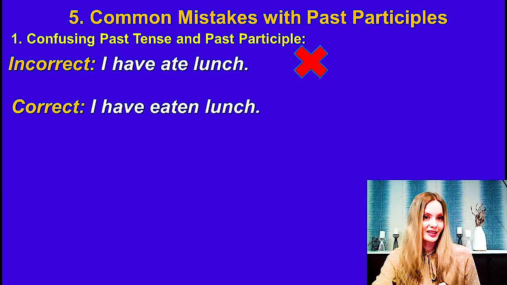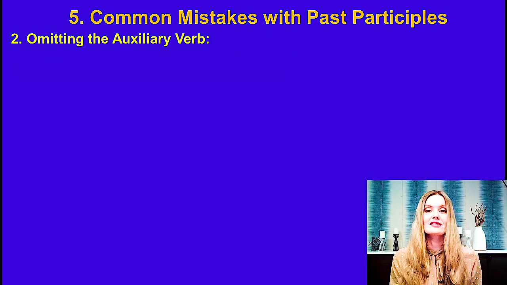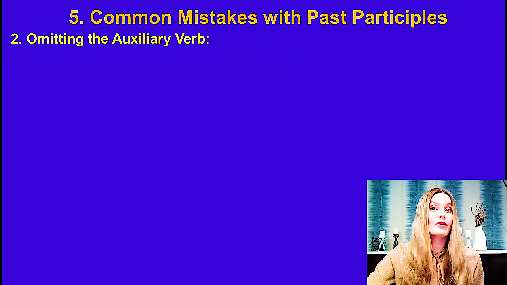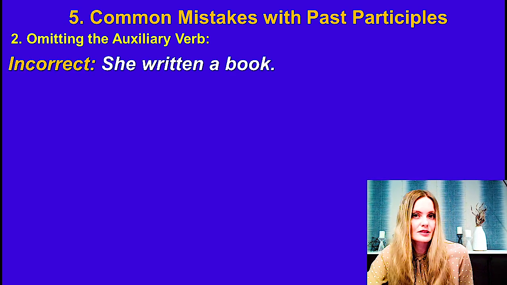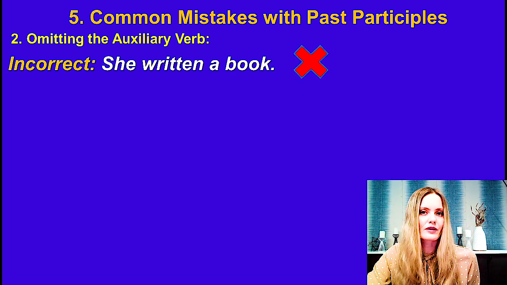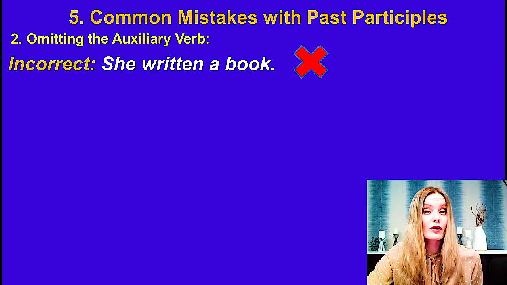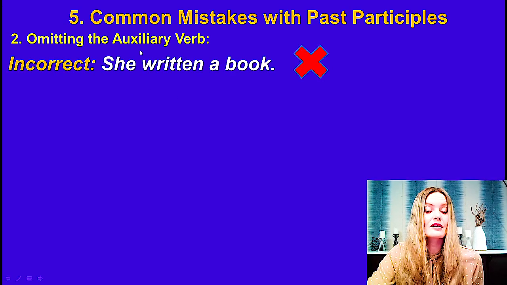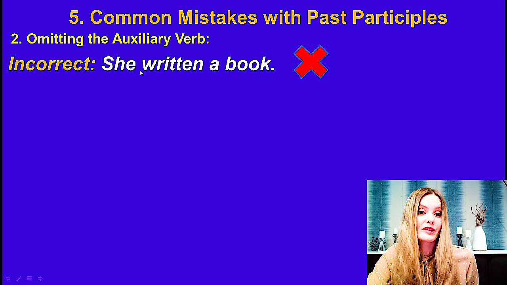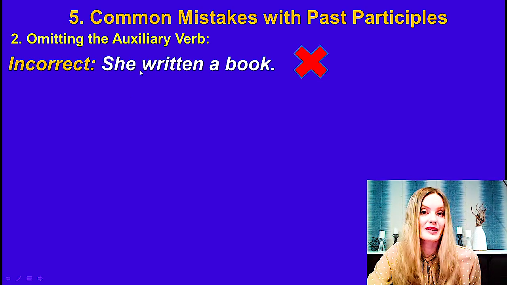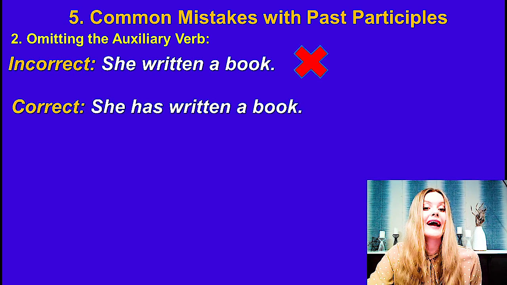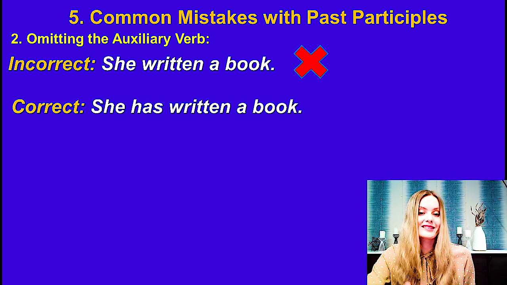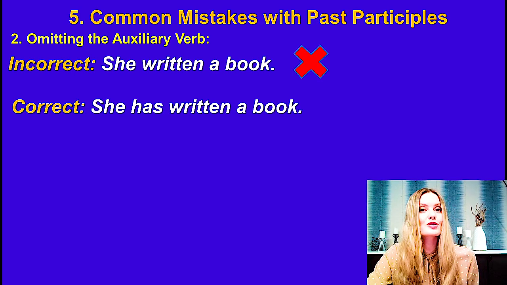I have eaten lunch. The second mistake is omitting the auxiliary verb. For example, incorrect sentence. She written a book. Is it correct? No. Why is it wrong? It's wrong because we are missing the auxiliary or the helping verb. What would be the helping verb in this sentence? Yes, you are right. She has written a book. This is the correct sentence. She has written a book.